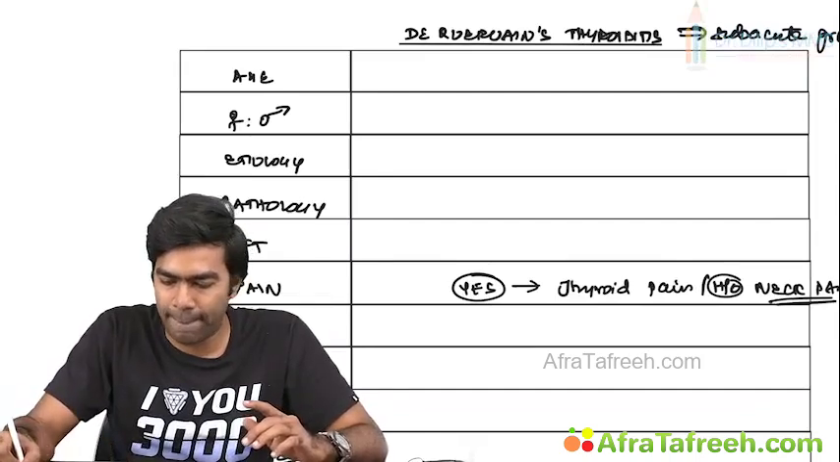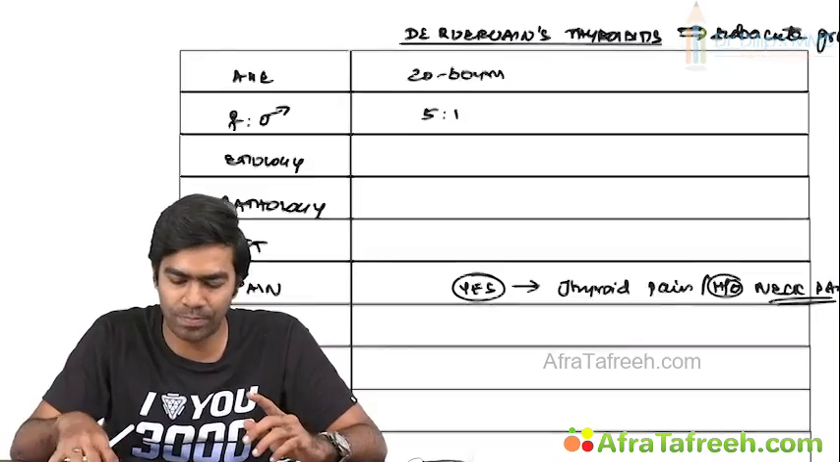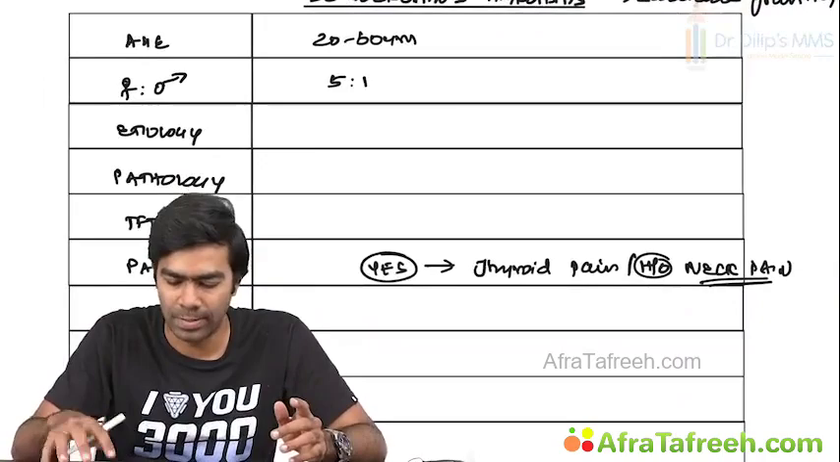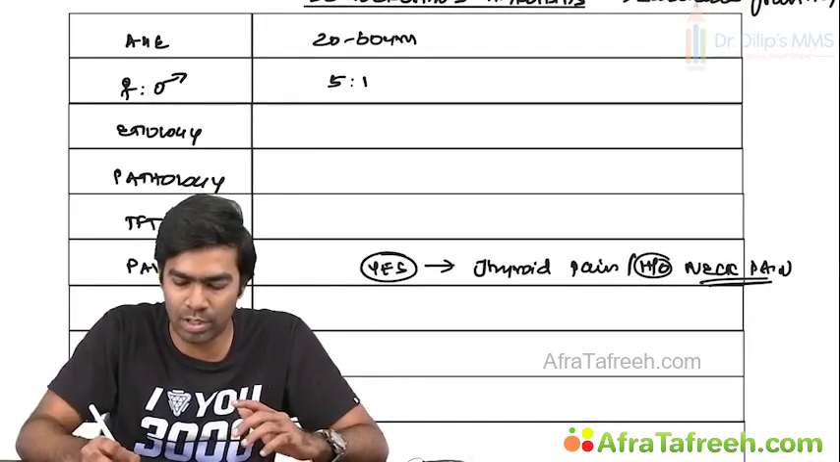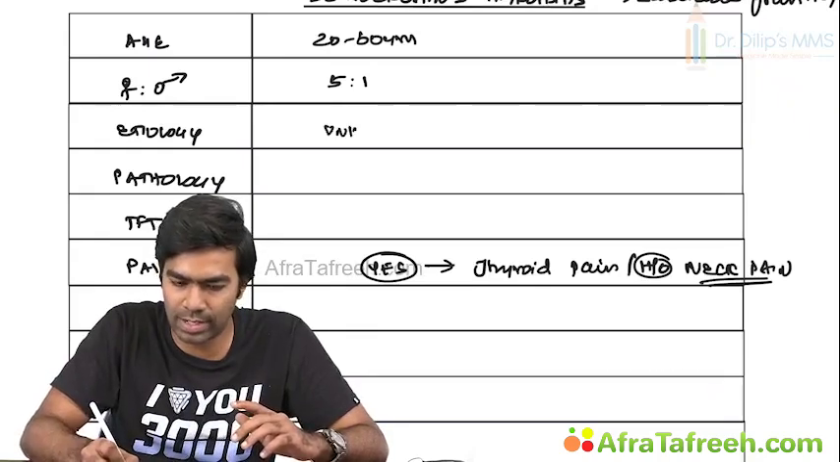Age-wise, it affects a wide age group of 20 to 60 years. Females are more common than males, like a 5:1 ratio. Etiology, definitely it's not autoimmune because it's granulomatous, not lymphocytic. And I'll tell you in the anti-TPO also. Etiology-wise, it is unknown. We don't know what is the exact etiology.